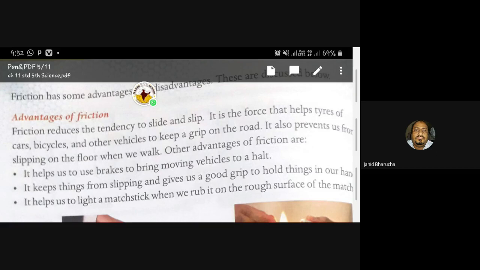Other advantages. Okay, hold on. Other advantages of friction. Wait a minute. Wait.